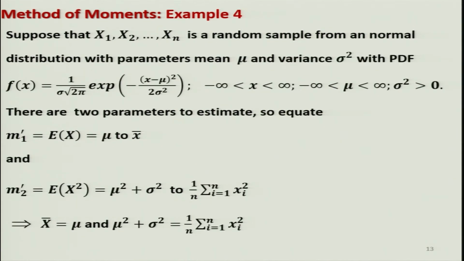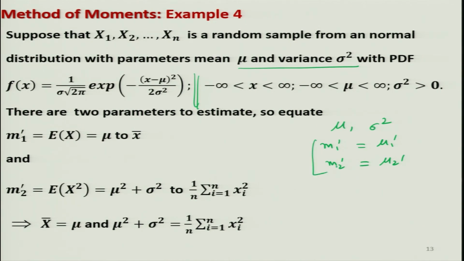Now, similarly, let me take the last example, that x1, x2, xn are coming from a normal distribution with parameters mu and sigma square, and their PDF is given here like this. Now, in this case you can see there are 2 parameters, one is the mean and another is the variance. So, what we have to do here is find the first 2 sample based raw moments and the first 2 population based raw moments. So, we need to find m1 prime and m2 prime, and then mu1 prime and mu2 prime, and then we have to equate them.